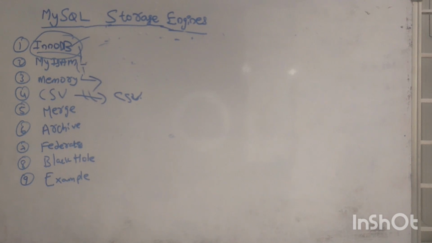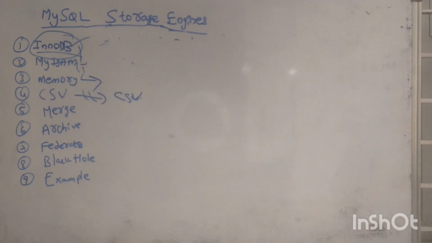Next, coming to the blackhole storage engine. It is used in distributed database designs, where data is automatically replicated but not stored locally. So this is a replication storage engine. It doesn't store the data in local storage, and it can also be used to perform performance tests or other testing applications.